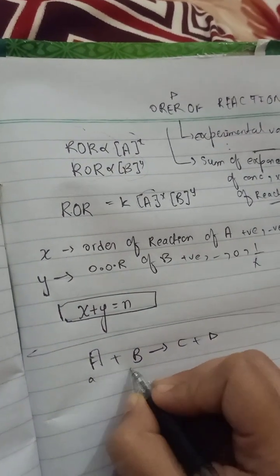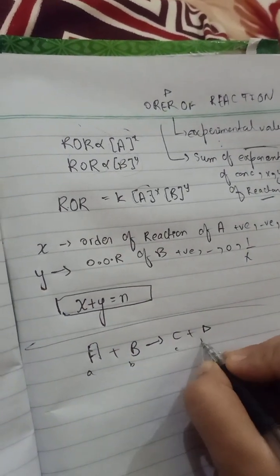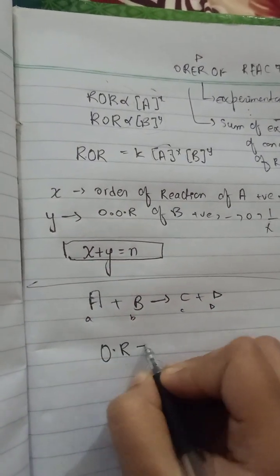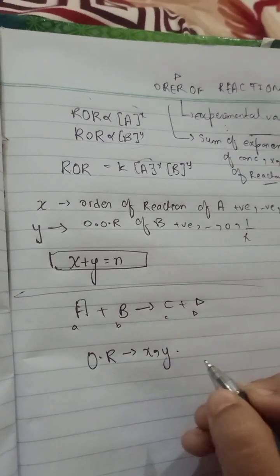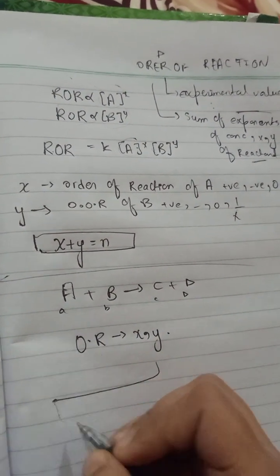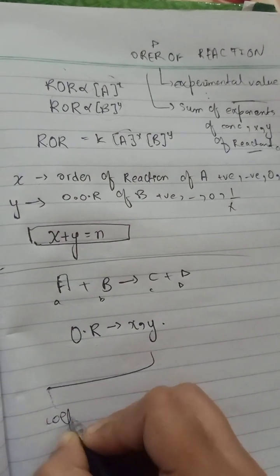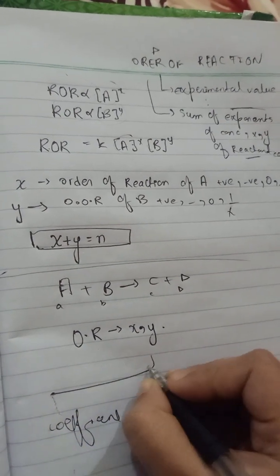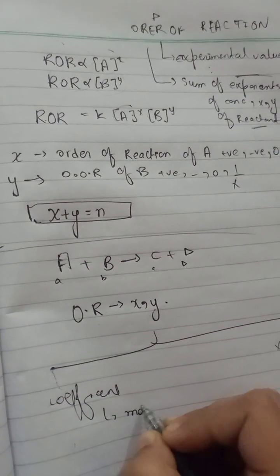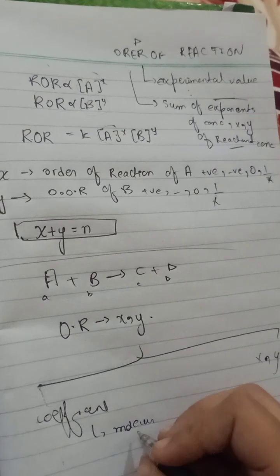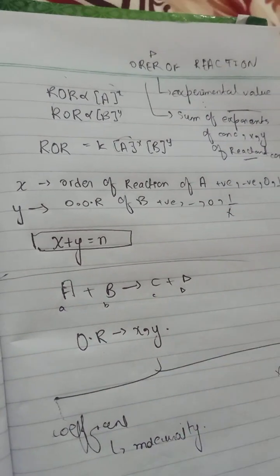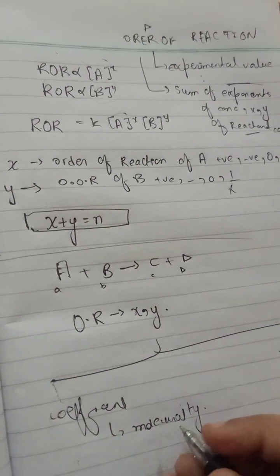For example, I'm writing an equation like this, and here we have the coefficients. So the order of reaction is X and Y. Basically there are two values: first is the coefficient, second is X and Y. If we talk about the coefficient, that is the molecularity. You will ask what is molecularity. The coefficient shows the molecularity.